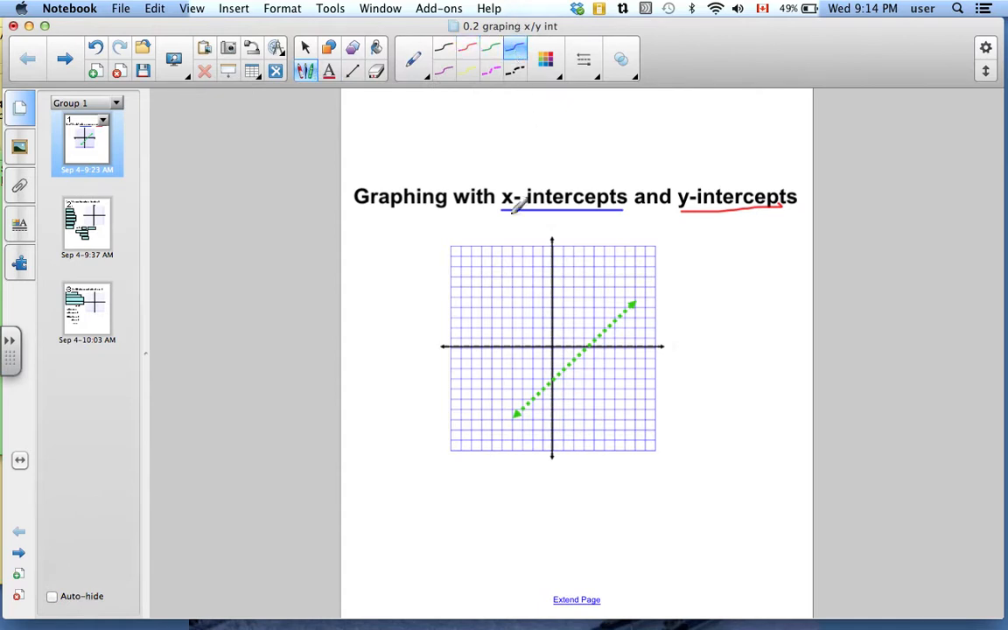Well, I have my x-intercept underlined in blue. We know that our x-axis is our horizontal axis, so we're going to label that. When we're traveling along our horizontal axis and our line crosses through that x-axis, that is our x-intercept. So we're going to put a little dot right where our x-intercept is. When we're traveling along that line, we know that along our x-axis, our y values are always equal to 0. So at that point, y is equal to 0.